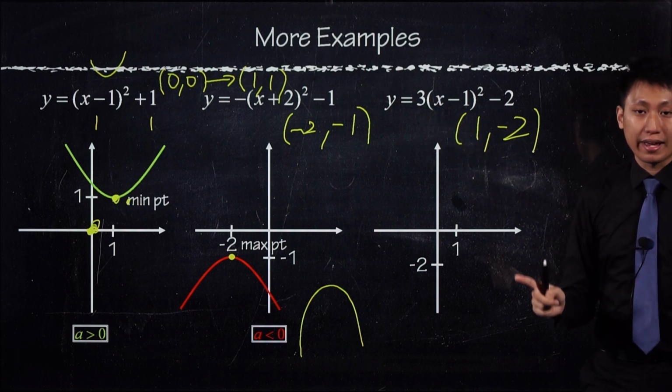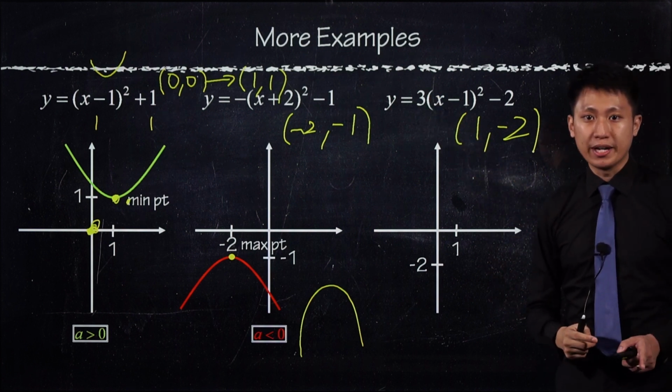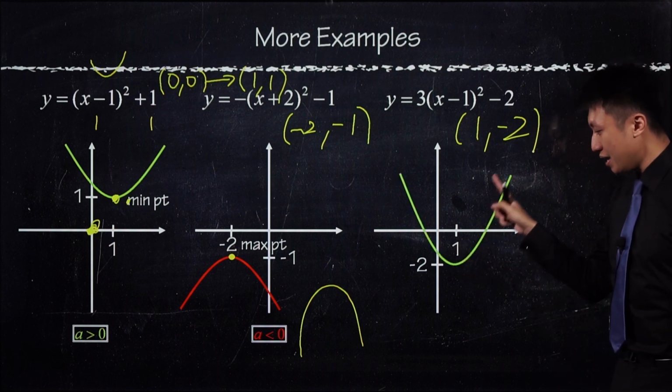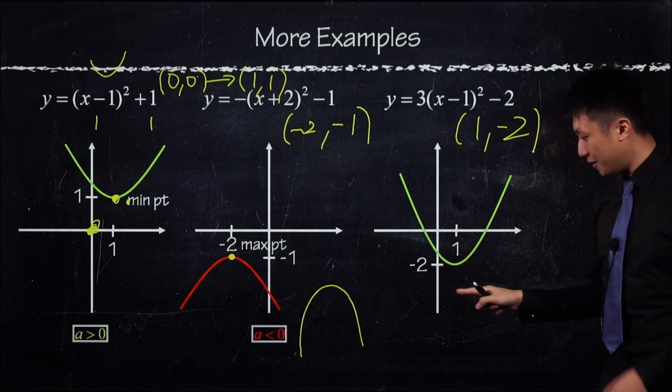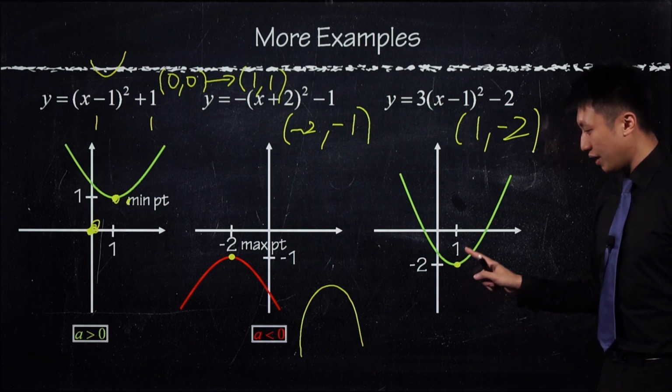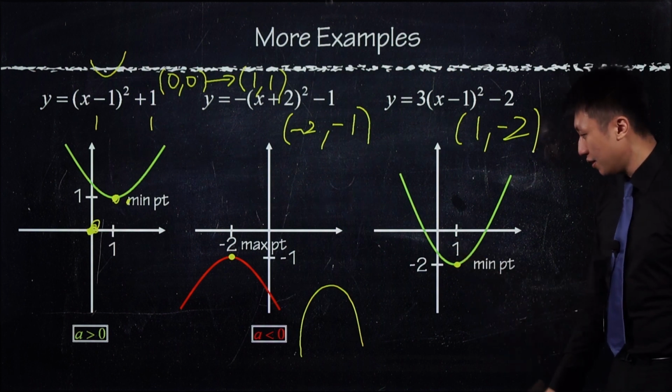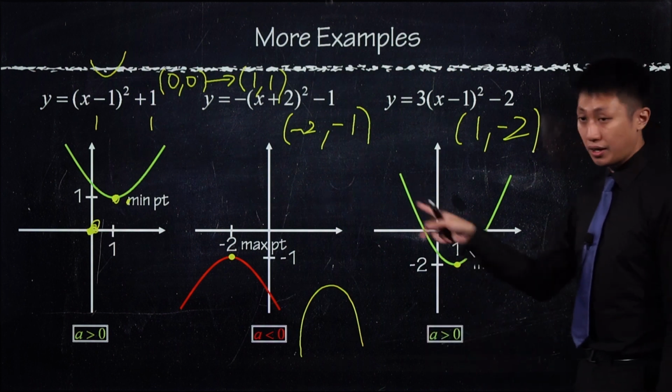Oh, the x squared is positive. Positive means it's a smiley parabola. So smiley parabola, with the minimum point at 1 and negative 2. Okay, minimum point. This is for a bigger than 0. So you get this one.